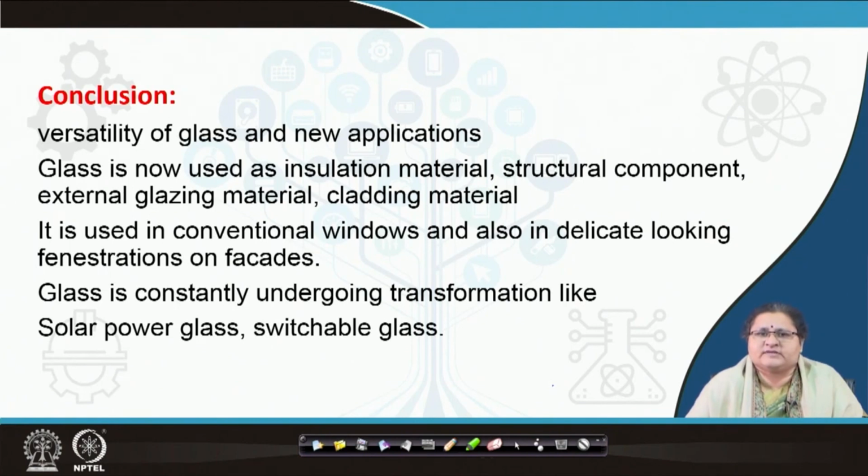Glass is nowadays used as insulation material, structural component, external glazing material, cladding material, other than the conventional windows and the delicate looking fenestrations on the facades. It is undergoing transformation and we are finding its use in solar power glass, in switchable glass, that is the e-glass, where you can keep on changing the translucency value and you can change the entry of solar energy inside the building. So, these are all applied in intelligent building systems.